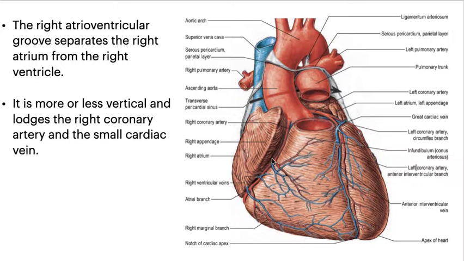The right atrioventricular groove separating the right atrium from the right ventricle. This is more or less vertical and lodges the right coronary artery and the small cardiac vein.